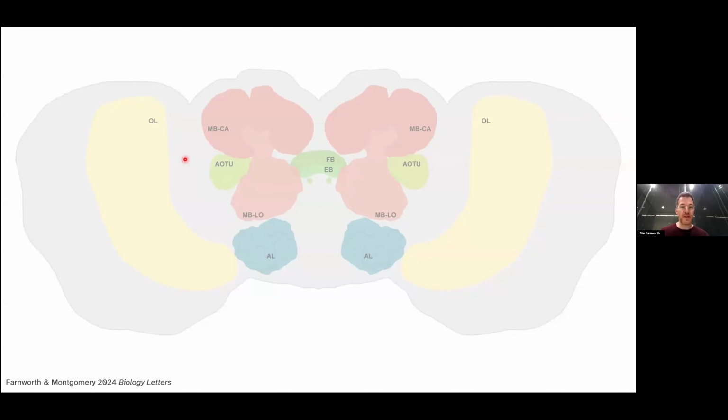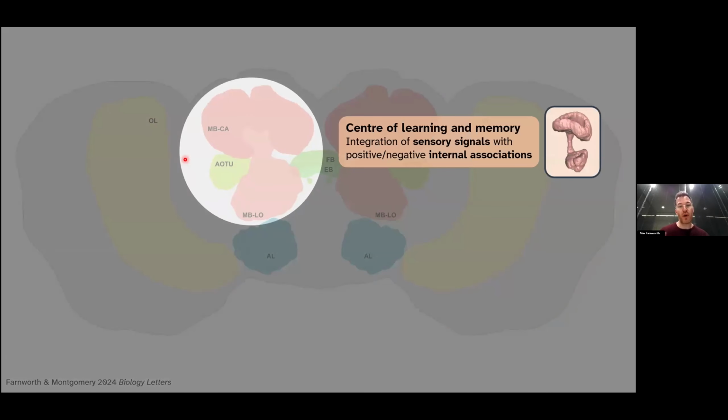And what do mushroom bodies do? Mushroom bodies are basically known to be the centers of learning and memory. And what actually happens is they take lots of sensory signals and combine them with internal information about positive or negative, so reward or punishment signals.